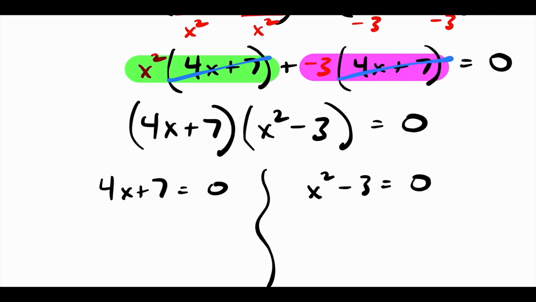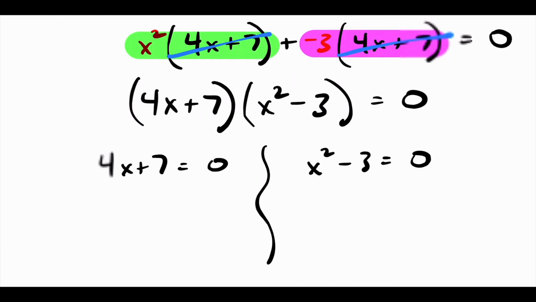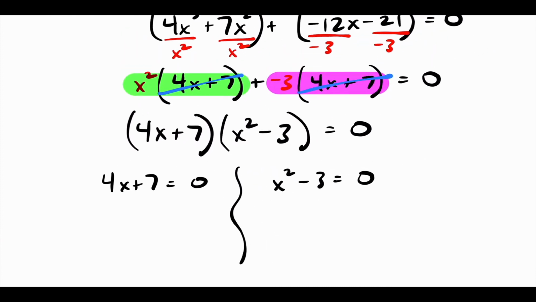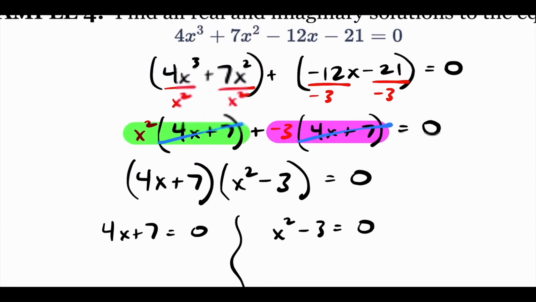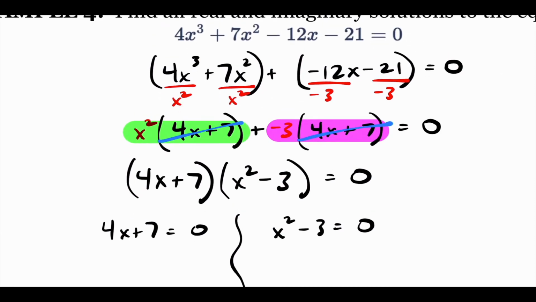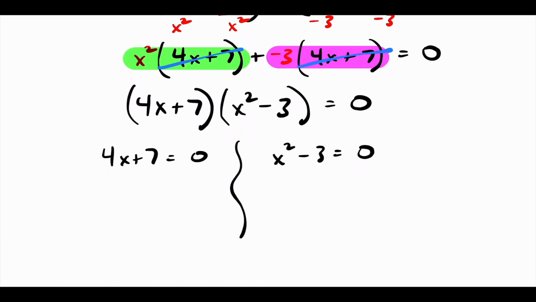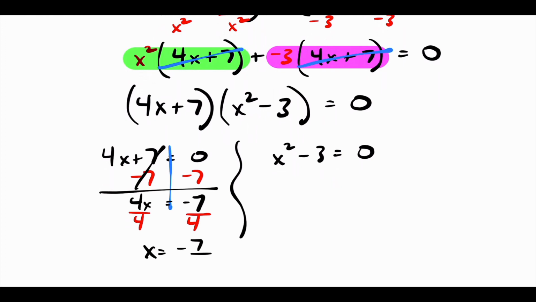How many total answers should I get? 3, because remember at the very beginning, the biggest power was 3. That means I should get 3 answers at the end. Okay, so let's do the first one. Subtract 7 from both sides. Divide by 4. I get x squared equals negative 7/4. Leave it like that. Don't need to change it to a decimal. You don't need to reduce it. You're done. Okay, now the other guy.